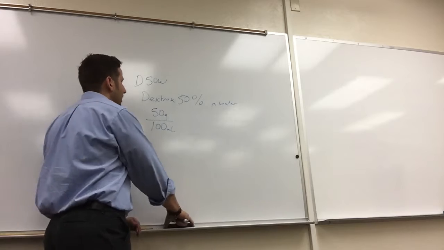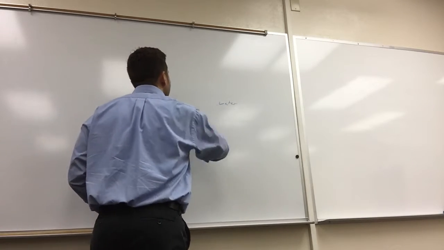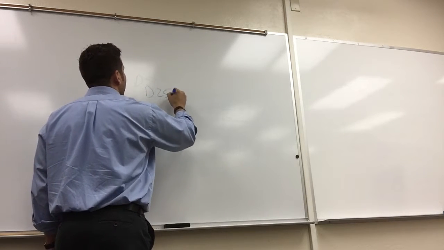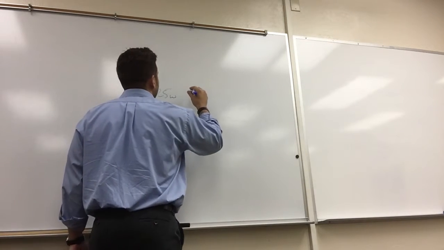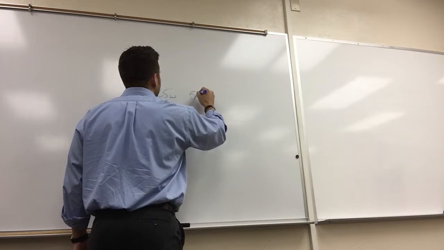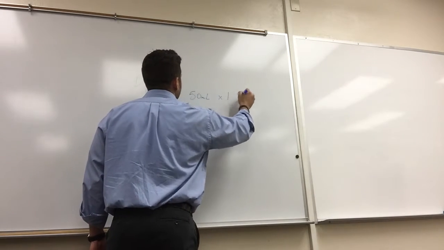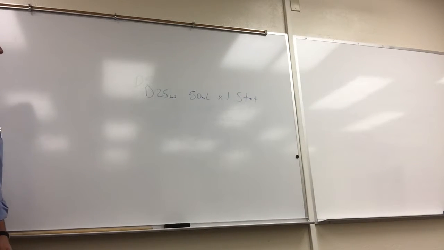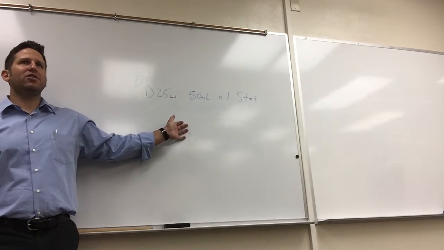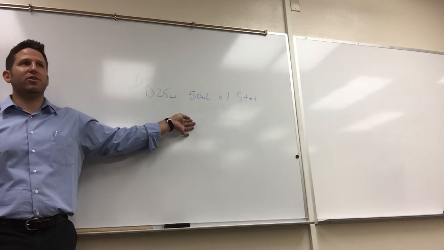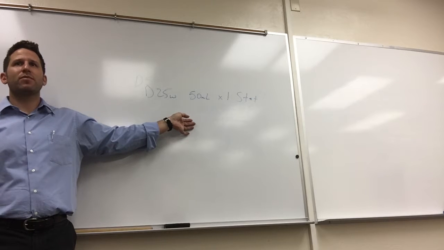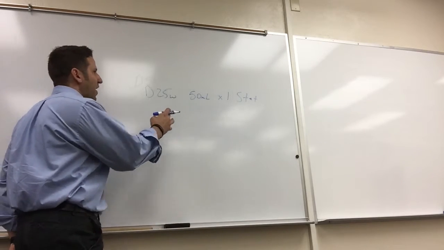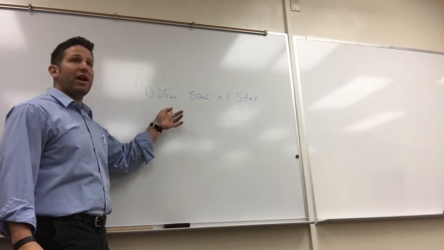So, if I have a neonate, and the order is D25W 50 mLs times 1 stat. So do I have to do much math for that? No. If I have D25, I'll give 50 mLs, right? If you only have 100 mLs, it's 12.5 grams. Right. But if I want to know how many actual grams am I giving my patient?